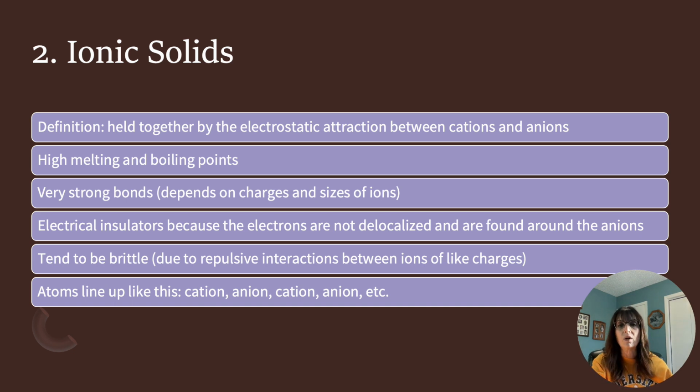We've talked about this before. Small ions can be closer together. The higher the charge, like aluminum with a 3 positive, oxygen with a 2 negative, are going to stick together stronger as well. Ionic solids are insulators because the electrons are not delocalized. They're found around the anion, so they're not just freely flowing and being able to conduct electricity and whatnot. Ionic solids tend to be brittle due to the repulsive interactions between ions of like charges. And atoms line up like this: cation, anion, cation, anion, which makes sense. Positive, negative, positive, negative.